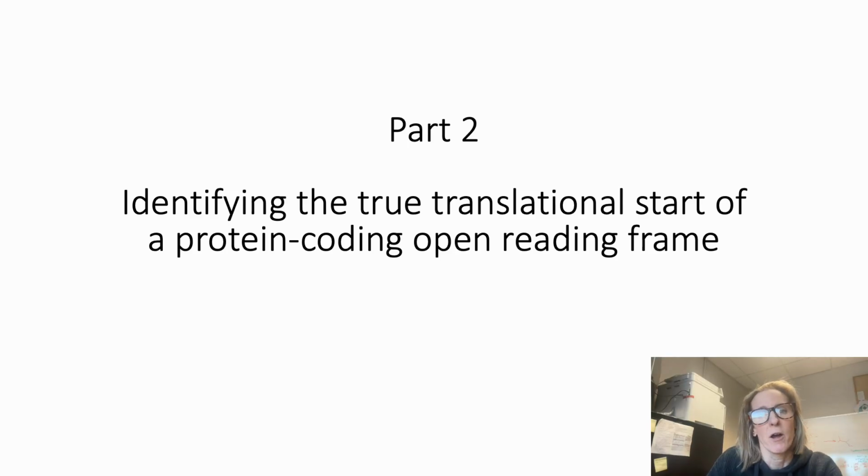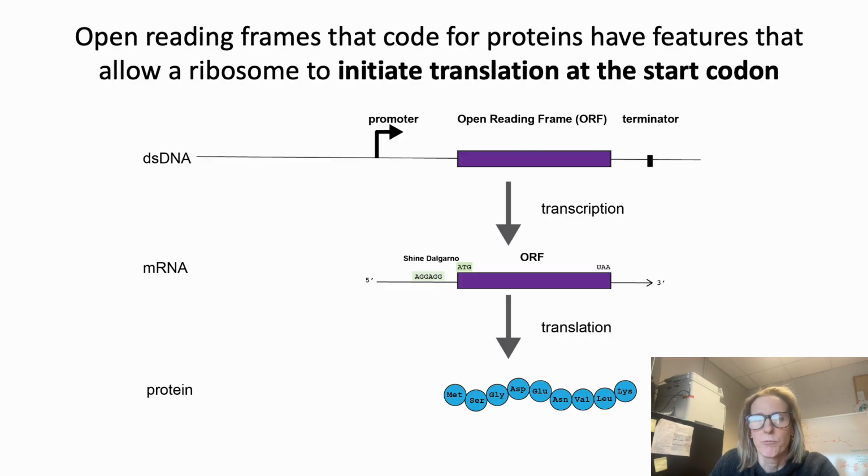Okay, this is part 2 in our 4-video series of predicting genes in a genomic DNA sequence. In this video, we will be learning about how to identify the true translational start of a protein coding open reading frame. Open reading frames that code for proteins have features that allow a ribosome to initiate translation at the start codon.